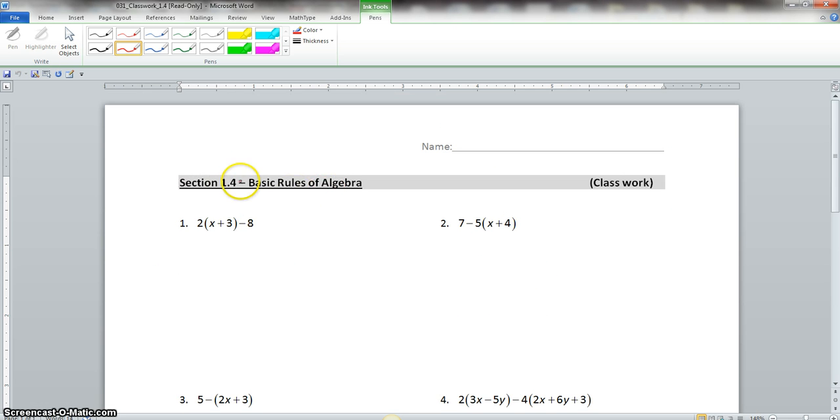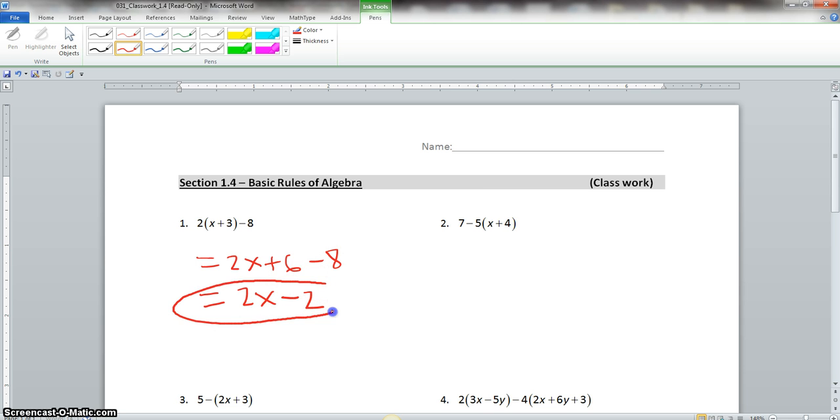Now we're going to start the section 1.4 classwork. Okay, now we have, it said basic rules of algebra. We have 2 times the parenthesis x plus 3 minus 8. We cannot do anything inside this parenthesis, and there's no exponent, so we would do the distributive property. We would take 2 times x, which is 2x, and 2 times 3, which is 6, minus 8. So now we will have 2x. 6 minus 8 will give us a minus 2. So that takes care of number 1.